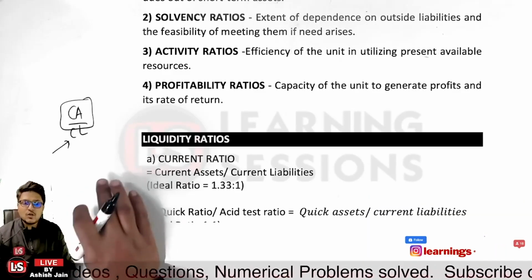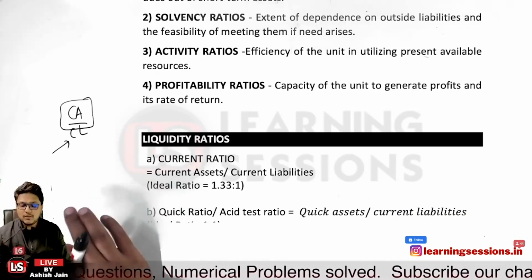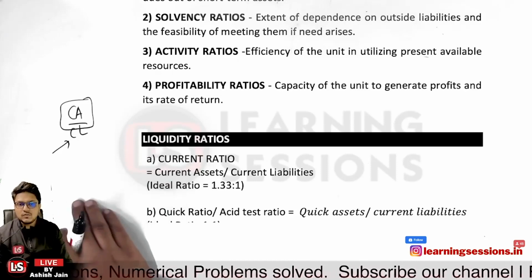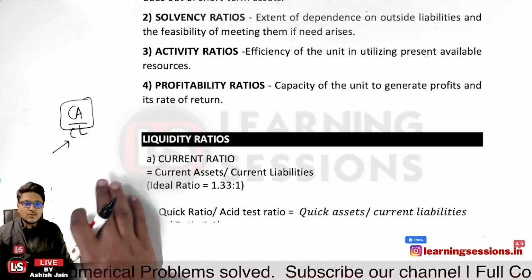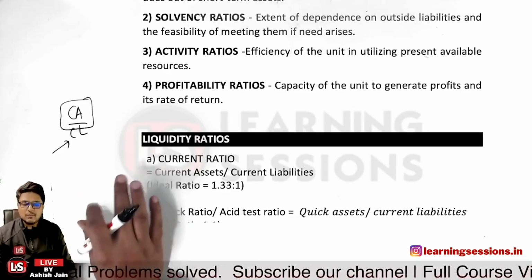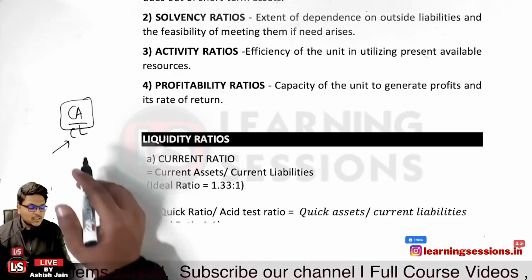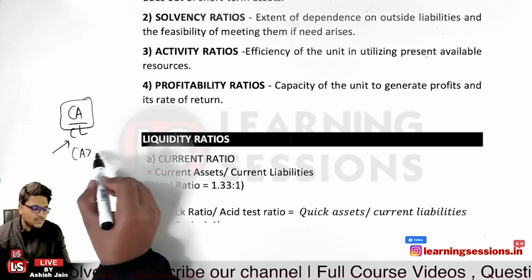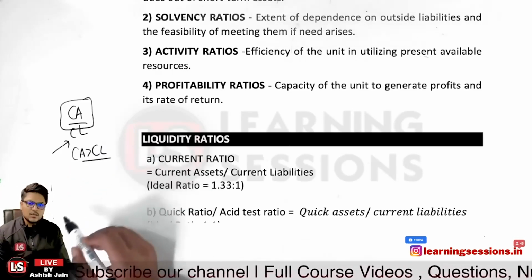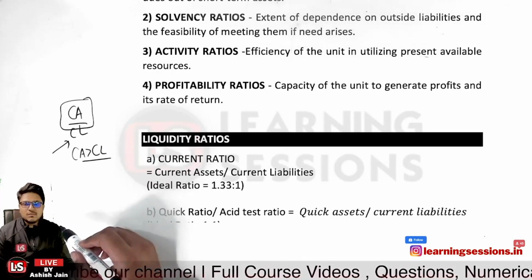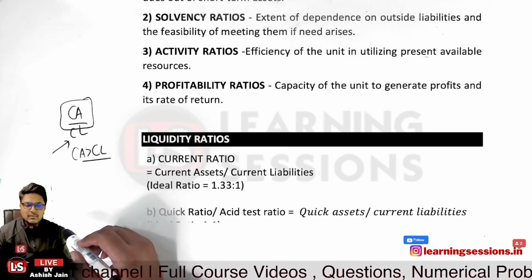So as to pay its obligations, so as to fulfill its obligations over there. So this ratio particularly must be greater than 1. What does it indicate? That the current assets must be greater than the current liabilities.